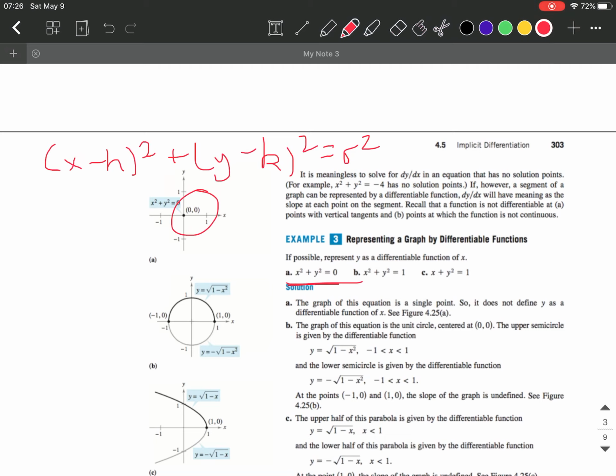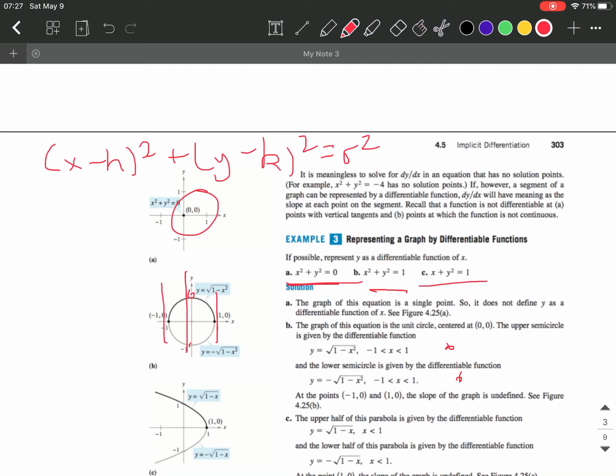For B, it's a circle with a radius of 1. And it's not differentiable because, pretty much what they did is, first of all, it's not a function because you can touch 2 points, so you have to separate it into the top part and the bottom part. So they do that, but then they tell you, hold on, at the very beginning and at the very end, it's not differentiable because it has vertical tangent lines.